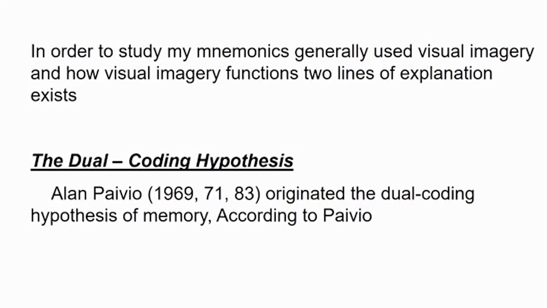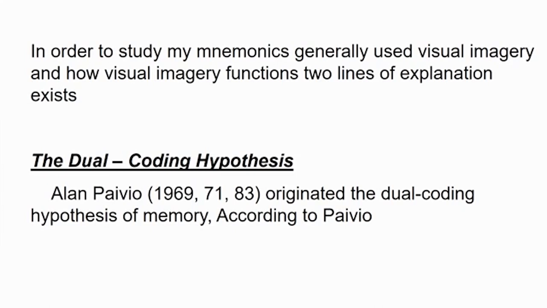And so, this is the third method, and it does not use imagery, because what we are doing is using a memorized list. Whereas the first two methods use imagery, the third method does not, because it is using a kind of memorized list for remembering. Now, in order to study mnemonics, we generally use visual imagery, and as for how visual imagery functions, there are two ways of explaining how these mnemonics really work.